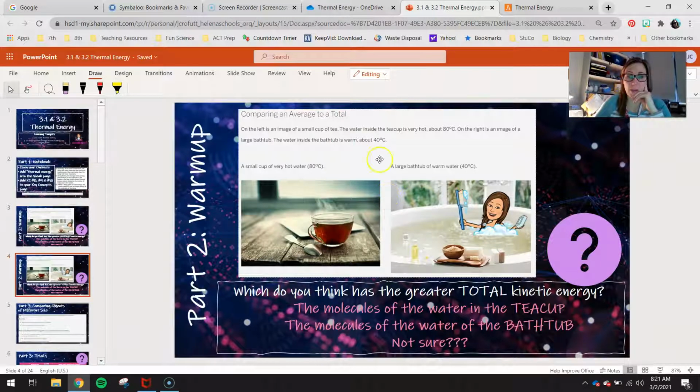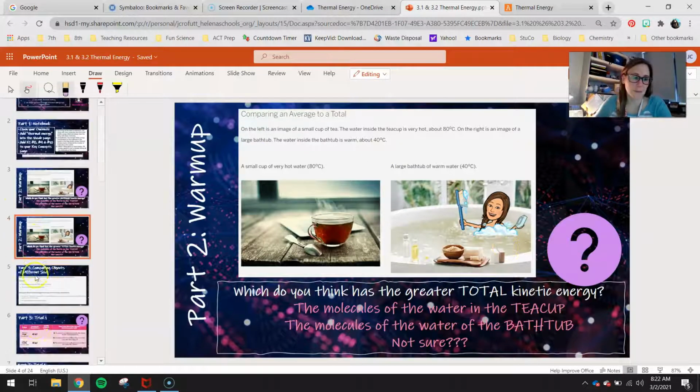All right, same example here. We got the small hot teacup and then we got the large warm bathtub. Which do you think has the greater total kinetic energy? So think about those key concepts that we just went over, and the definition for thermal energy. So again, use your draw tool here to circle either the molecules in the teacup, the molecules in the bathtub, or you're not quite sure. We will revisit this later.